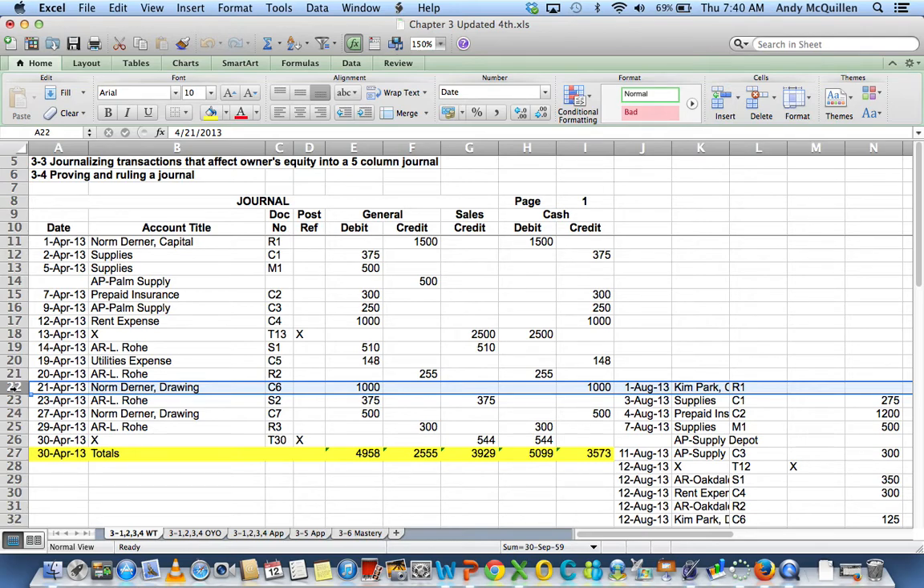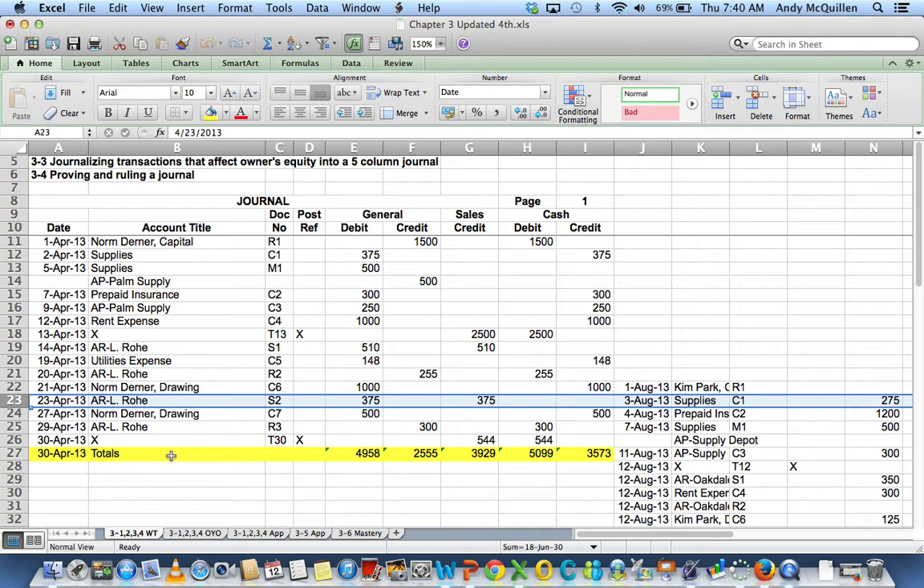Next one is Norm Derner drawing. So there was a withdrawal for personal use. The owner withdrew money for personal use. It's like an expense. It's going to be general debit, cash credit. Again, another one that is going to be kind of similar to what we've done already.